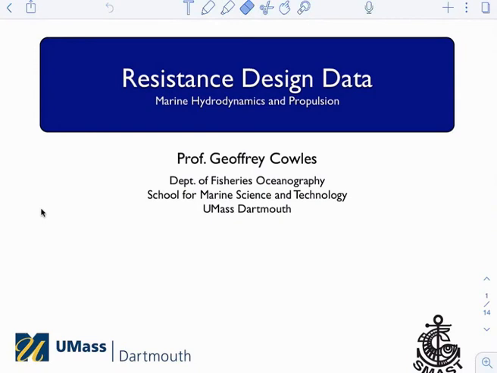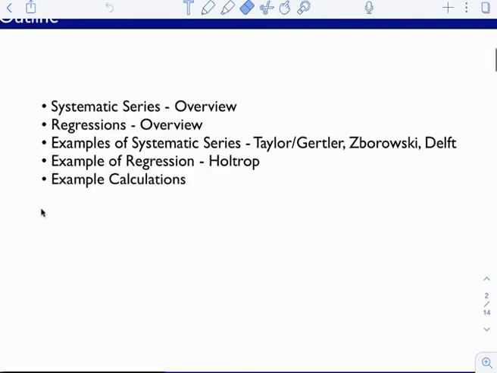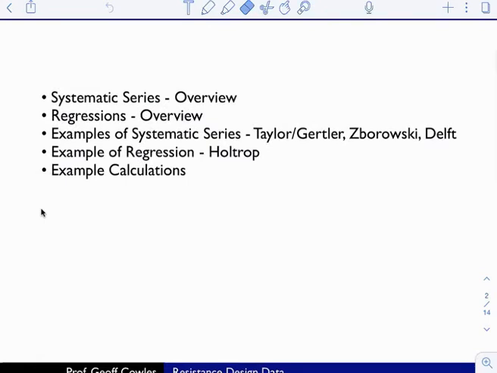This is Professor Coles. We're going through class 14, and this is just the background items I'd like to get through. On resistance design data, we will work some problems in our online class this Tuesday. So this is just an overview of some examples of resistance design data.